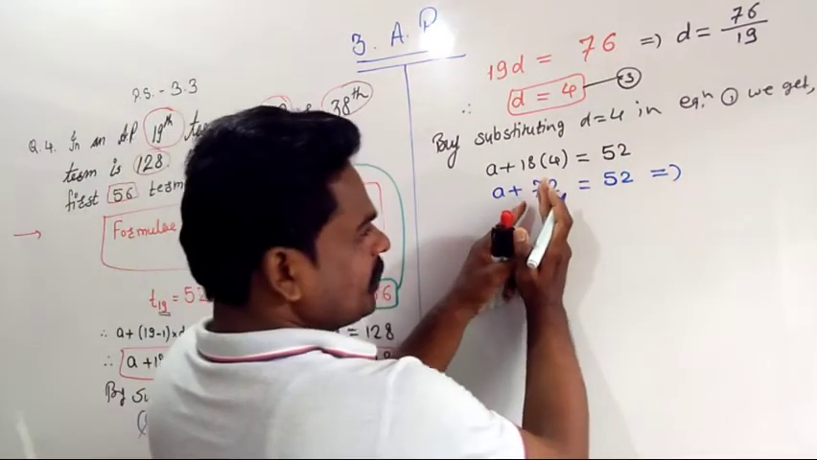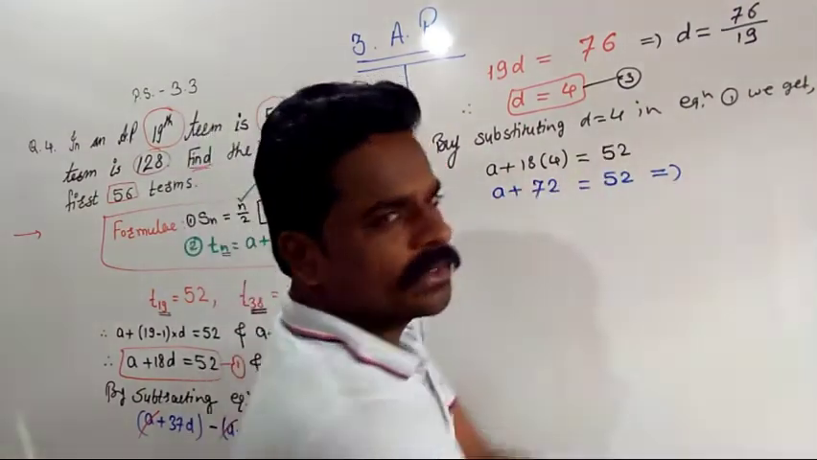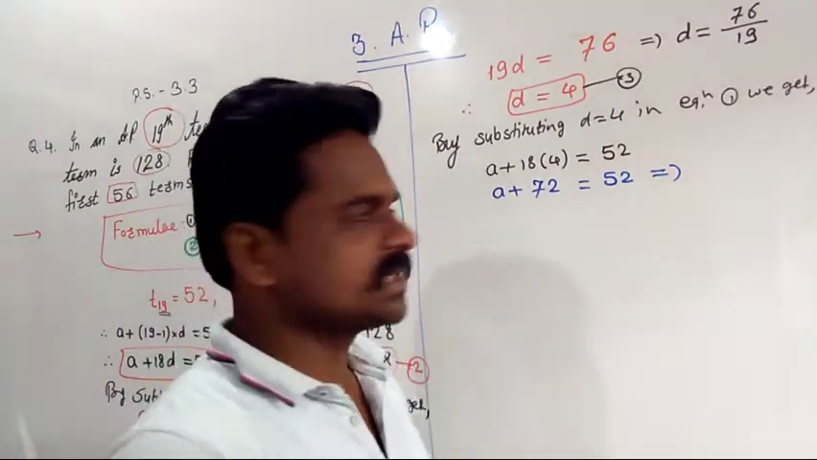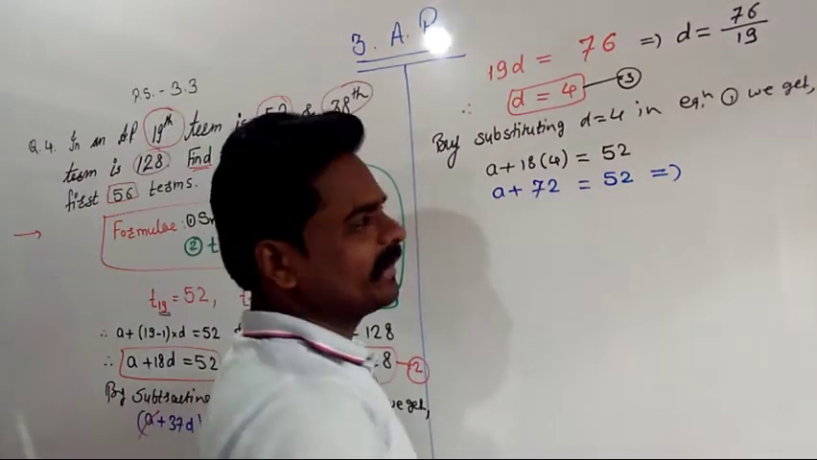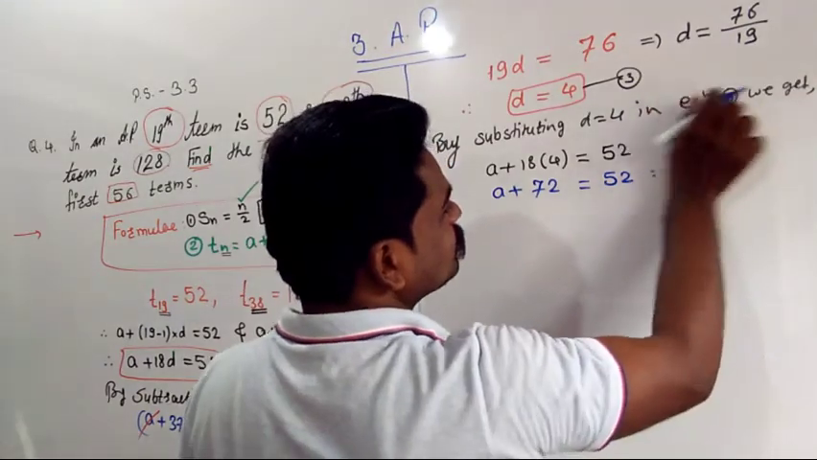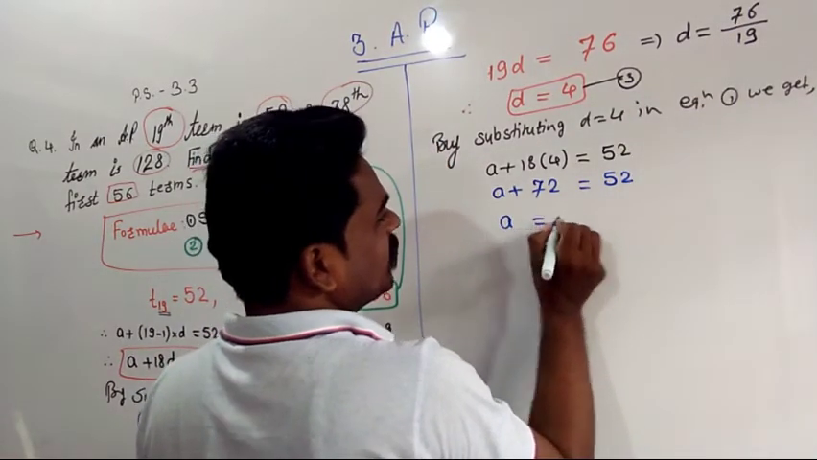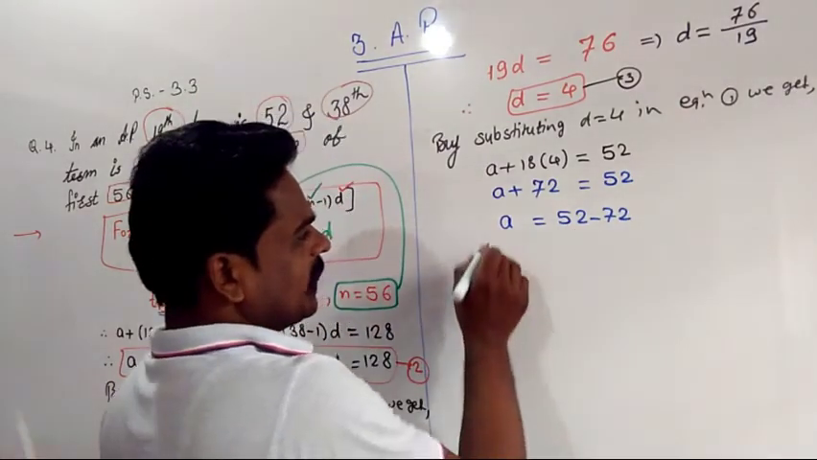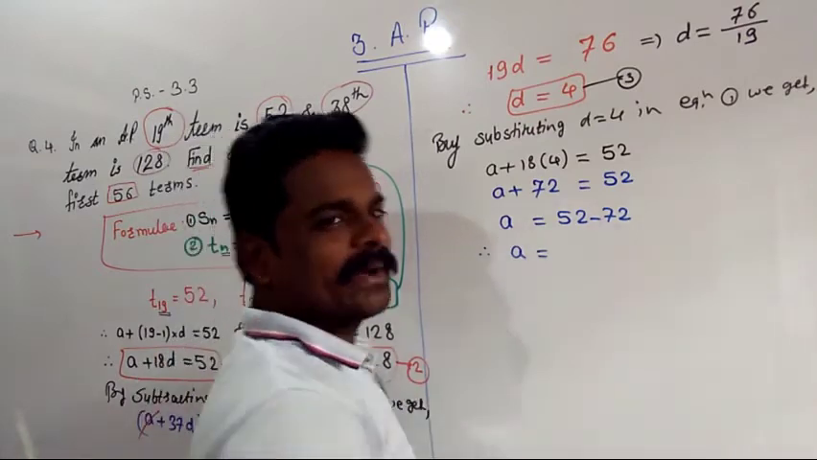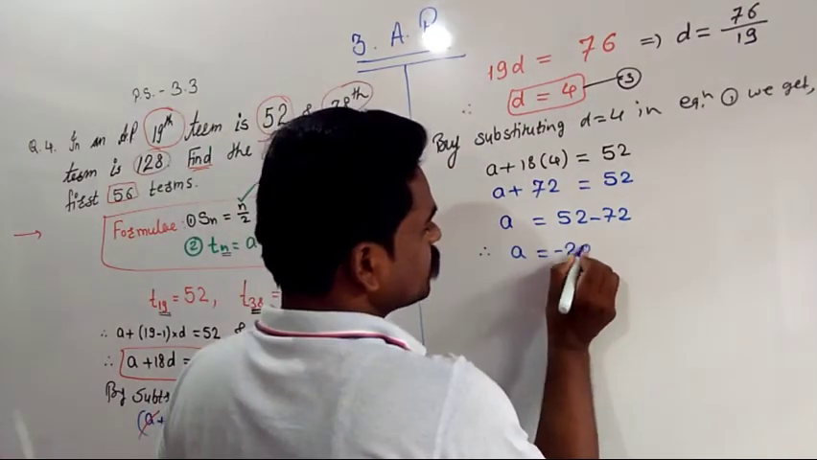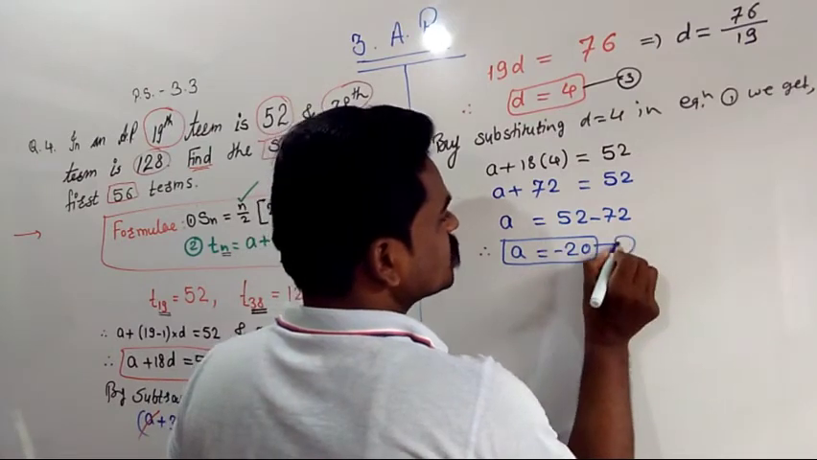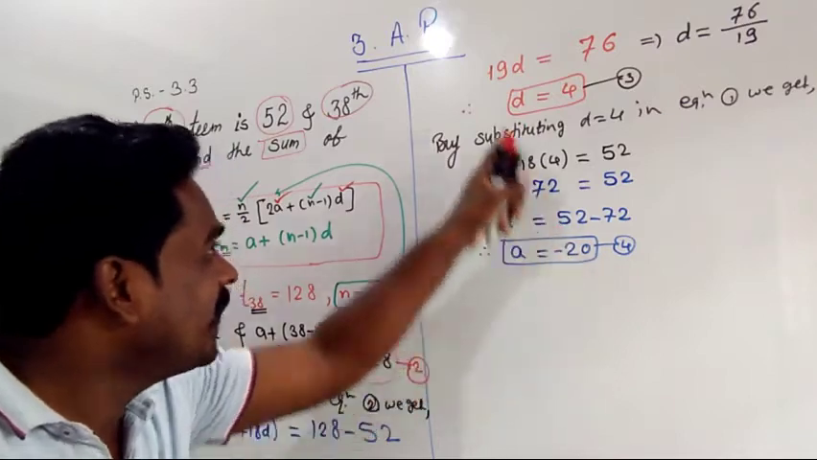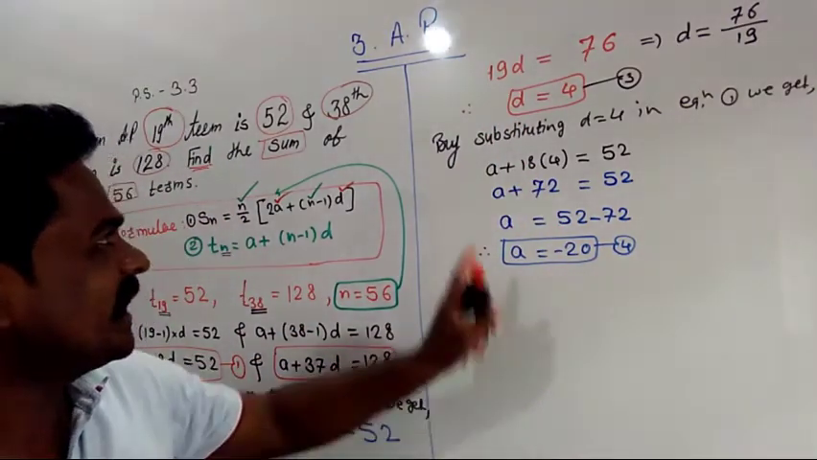So we'll just transfer this 72 to the RHS. Shift this term 72 from LHS to RHS. You will get A is equal to 52 minus 72. And therefore A is equal to 52 minus 72, it's just minus 20. No problem. This is, suppose, equation number 4. Now be happy. We have got the values of A and D. A is equal to minus 20 and D is equal to 4.